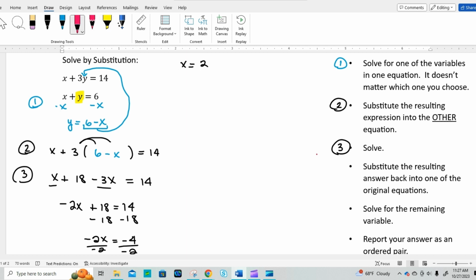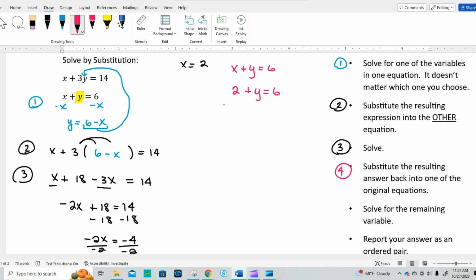Now I'm on to step 4, to substitute the resulting answer back into one of the original equations. And I'm going to pick whatever looks easiest to me. So maybe I'll pick the second one, x plus y is equal to 6. And now I know what x is. X is 2.